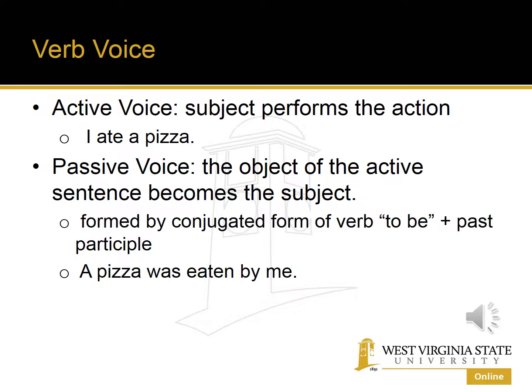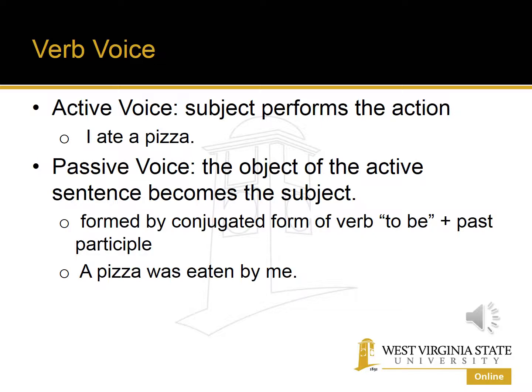So the sentence I ate a pizza can be turned into the passive voice by making the pizza the subject of the sentence. Ate has to then go into a different form of the verb. Otherwise, it would be a pizza ate me, which is still an active sentence, but one that doesn't make sense and doesn't say the same thing as I ate a pizza. To form the passive voice, you use the conjugated form of the verb to be and the past participle.